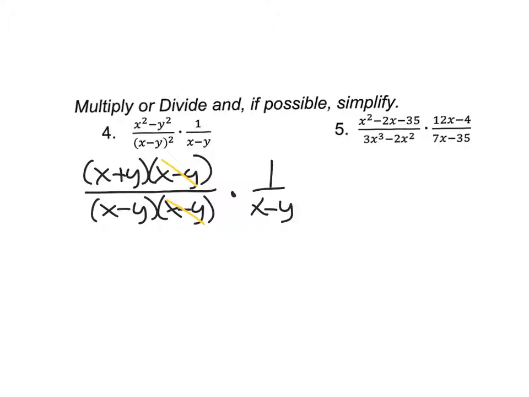You cannot cancel sideways. You cannot cancel those x minus y's on the bottom. So what that leaves you with is an x plus y in your numerator, and 2 x minus y's in your denominator. I'm going to write it like this. If you wrote x minus y twice, that is perfectly fine.